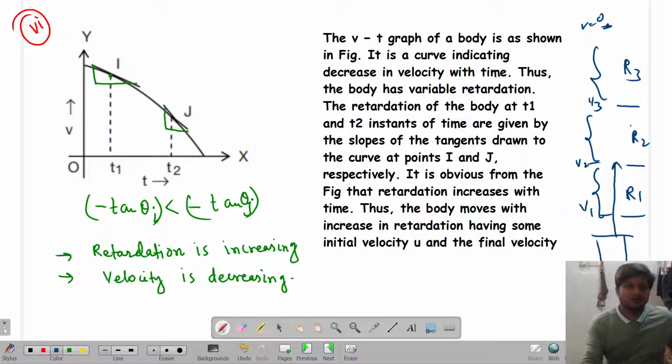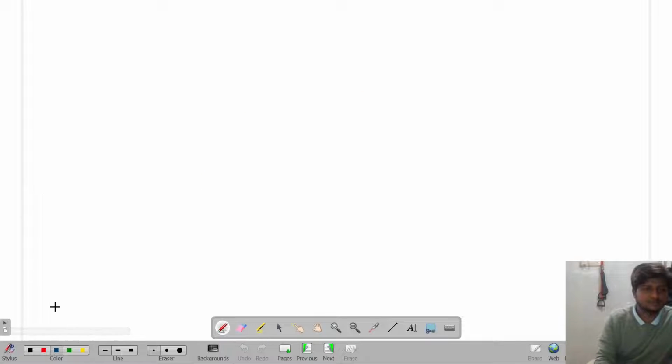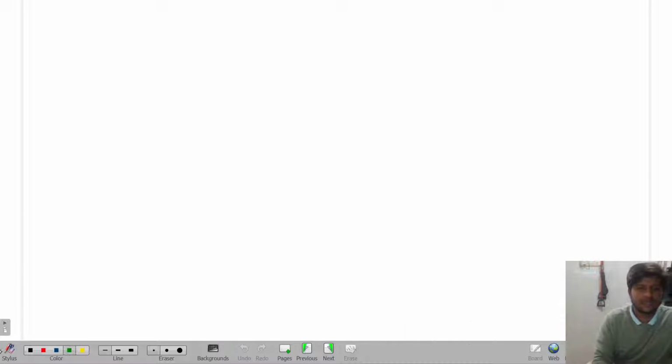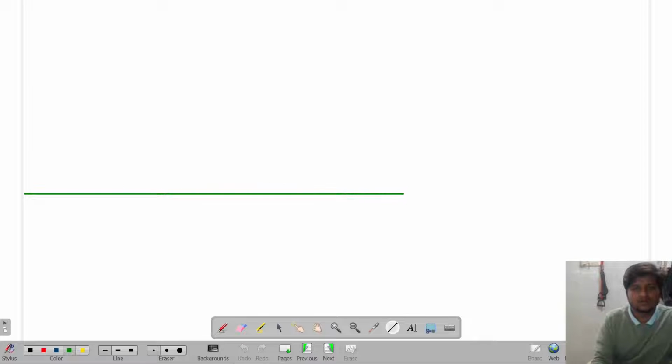So these are the four to five different cases of graphs I have discussed, based upon the velocity-time graph. Actually, I'll show you the most practical case, where you will not have to take the diagrams. Sir, does this mean retardation is inversely proportional to velocity? Can we say that? Yeah, no, it depends. You have seen the different kinds of graphs we have got.